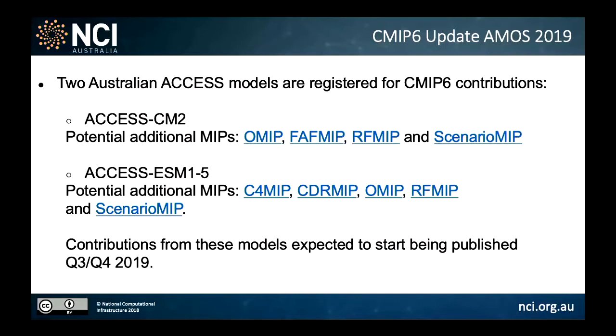So as I said, NCI in Canberra is hosting CMIP6, and this is from an update that they gave at the AMOS workshop a few weeks ago. So there are two ACCESS models that are participating in CMIP6, and they'll be running those historical and abrupt CO2 experiments, for example. But they've also committed to participate in these MIPs: OMIP, FAFMIP, which is fluxes, I think, RFMIP, which is radiative forcing, and ScenarioMIP. And then this one is more with the Earth system capabilities with biogeochemistry involved. So they're not available yet, but they're hoping to start getting some data out soon.